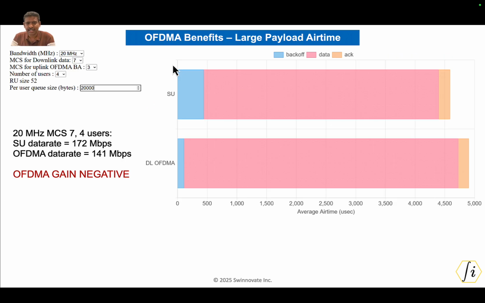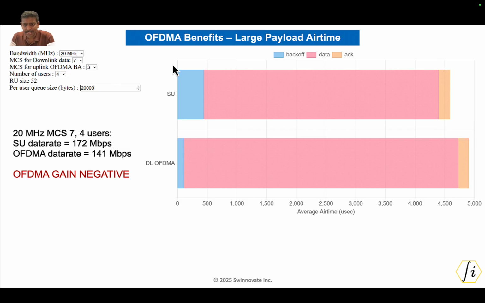This is indicated in this plot here, where I have calculated the total airtime required to send all this payload to the AP. I've split that total airtime into 3 parts. One is the time incurred doing random backoff, which is the blue color, and the time incurred to send the data. This includes the PHY header overhead as well as the payload data. And then finally, the orange color is for the ACK. This is the airtime occupied by the ACKs.